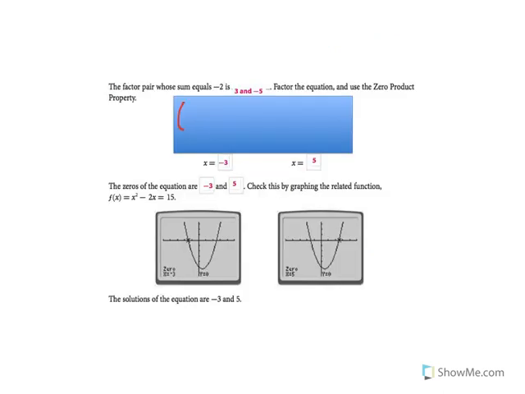Right, so then our factored form is x plus 3 times x minus 5 equal to 0. So you set x plus 3 equal to 0. You solve for it, so x equal to negative 3. Then x minus 5 equal to 0. Solve for it, so x is equal to 5.